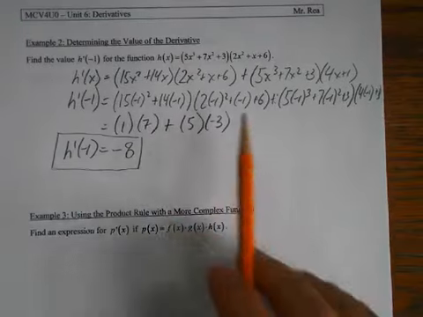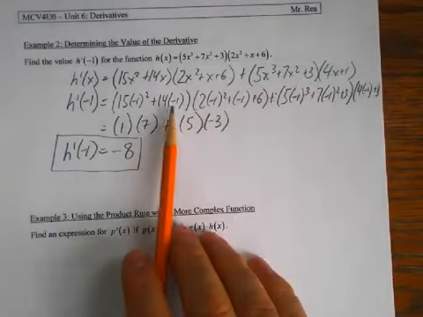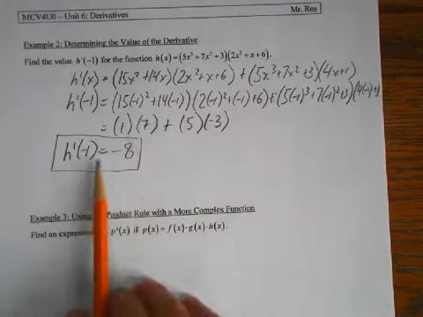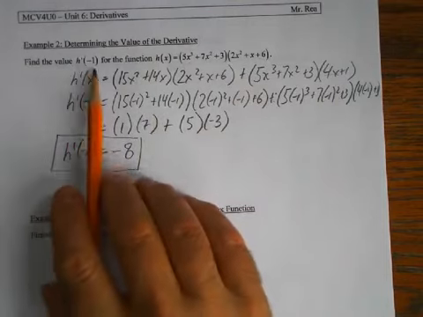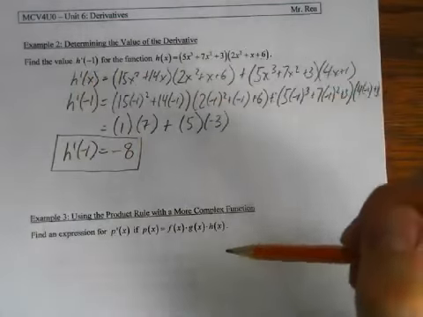So like I said, did we need to simplify this and then substitute? No. If it seems like it's going to be more work to do both, just substitute in right away. But if they just ask for h prime of x, we would have to do all the simplifying.